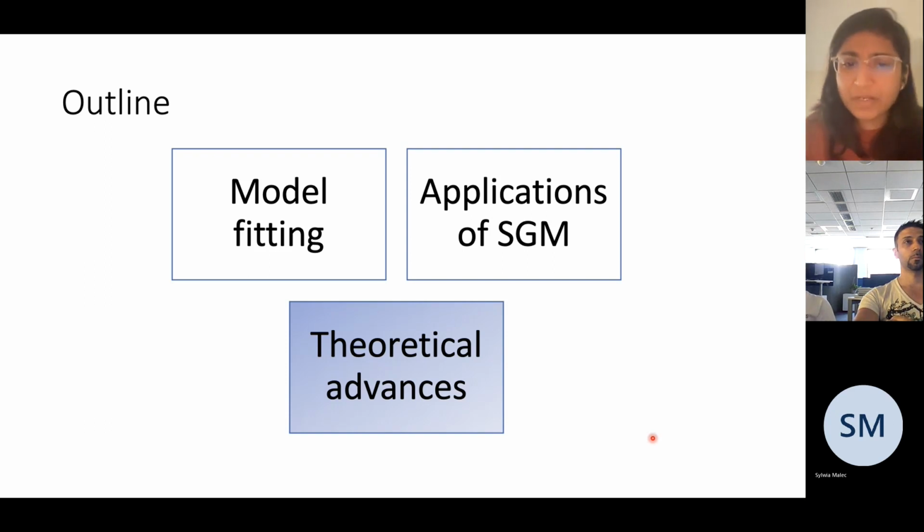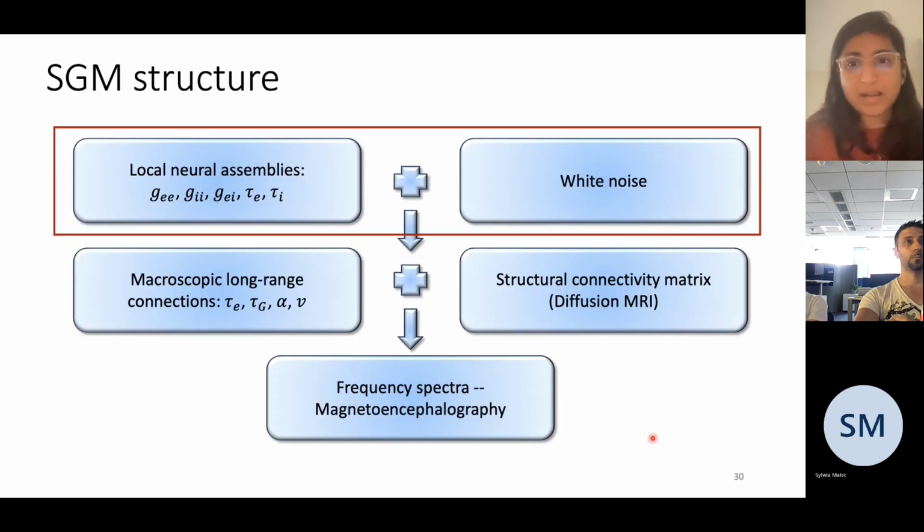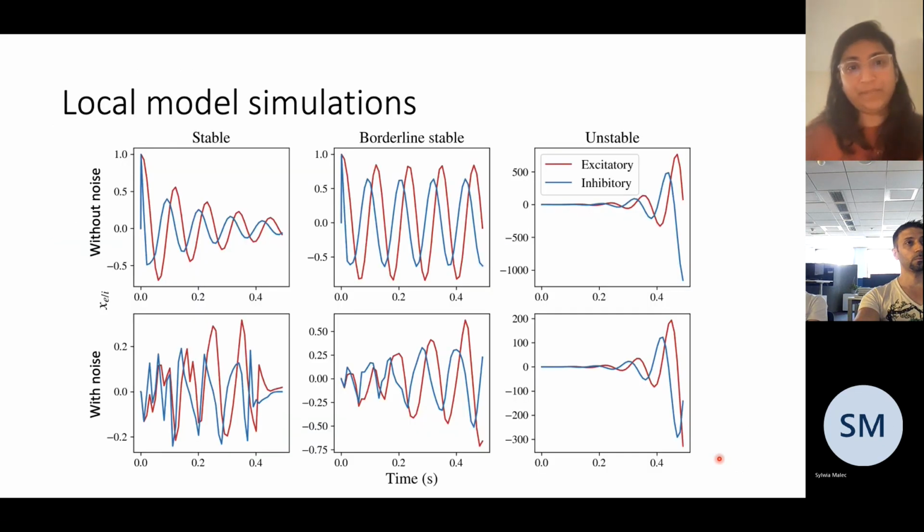So to start with, we looked at the stability of this model, and we looked at stability in two stages. We looked at the stability of the local model first, and then the macroscopic model separately. I'm going to show you how this local model looks first. To understand the stability of the model, we first try to simulate it. If we simulate the local model just without noise, we see that there are three regimes possible.